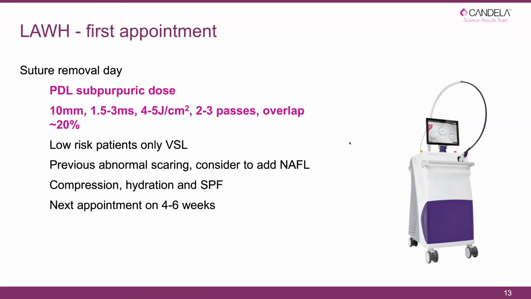And the next appointment should be scheduled for 4 to 6 weeks. Why? Sometimes we shorten the appointment to 4 instead of 6 weeks, because when we schedule on the 4th week, we are sure that we are still in the proliferative phase, and we can take advantage of that to use the regulatory effect of the PDL to maintain and to guide the final part of that phase. Next slide.